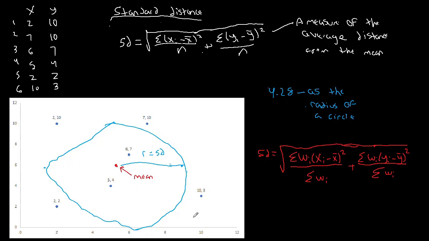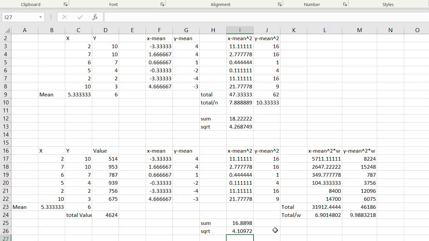So just like before, let's walk through an example calculation in Excel using this equation. Take a minute and make sure you have this equation copied down so that we can walk through it together. Then we're going to come back and compare the value we get for weighted standard distance to the calculation that we got for regular standard distance. So let's look at this in Excel.